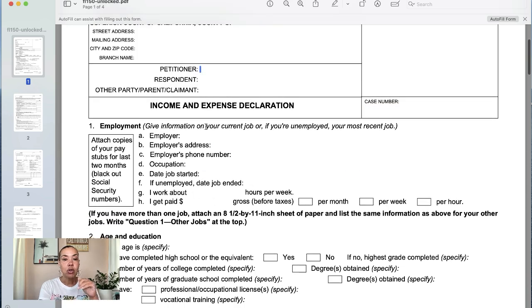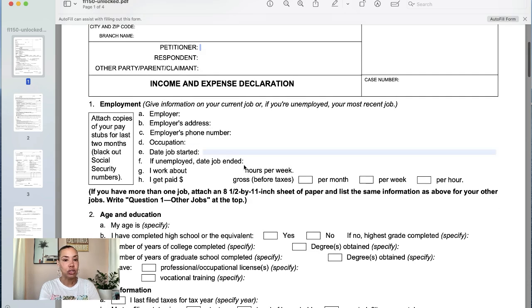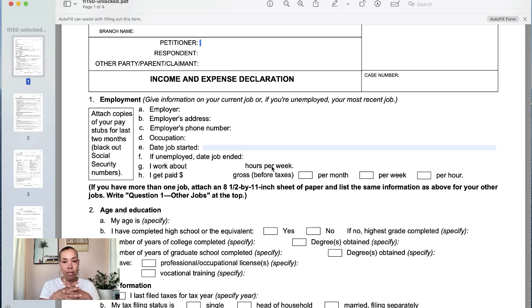Then here, you want to make sure that you list your employer: their name, their address, their phone number, what your job title is, when you started. If you're unemployed, then when your job ended. And for you stay-at-home moms, sometimes I've seen these where it's like, my job ended 20 years ago. Just put the date it ended. That's fine. About how many hours you work. And then they want to know gross. This means before taxes, how much you get paid. So if you get paid per month or per week or per hour.